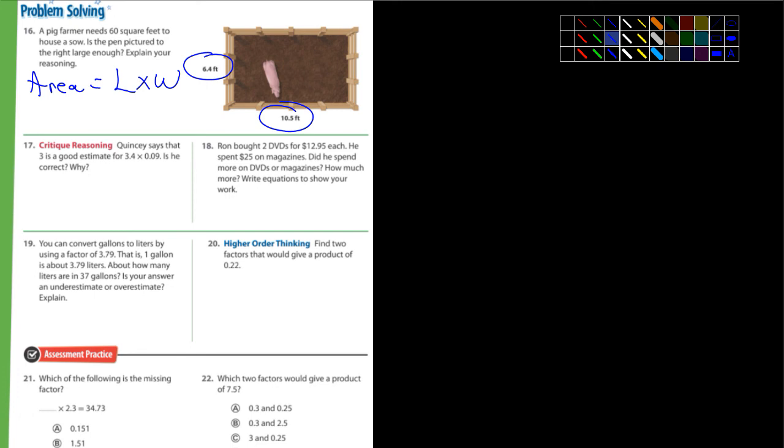19, you can convert gallons to liters by using a factor of 3.79. That is, 1 gallon is about 3.79 liters. So about how many liters are in 37 gallons? So all you're doing is you're going to be multiplying 37 times 3.79, and you'll get an answer. 20, you can do that, and then 21 and 22 multiple choice, you guys can do those.